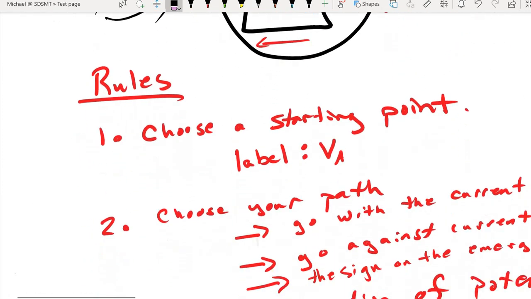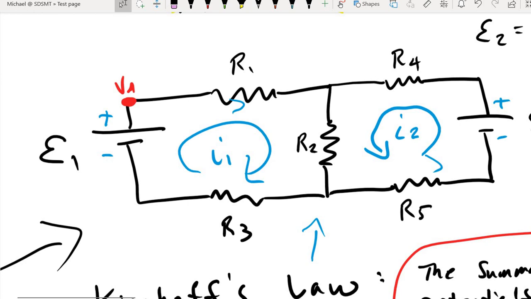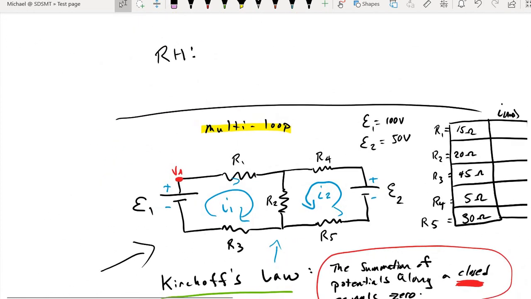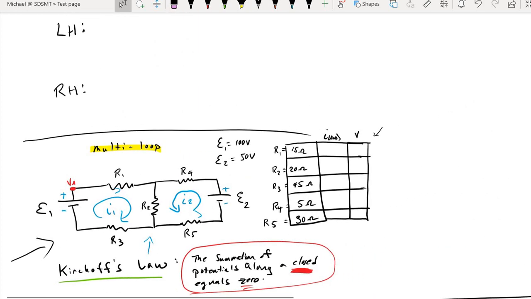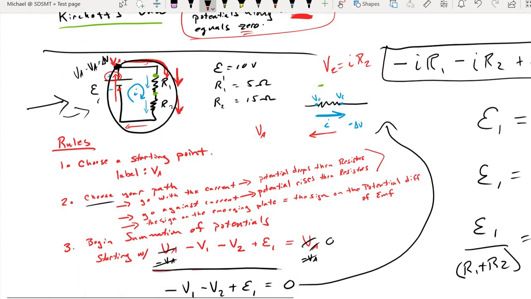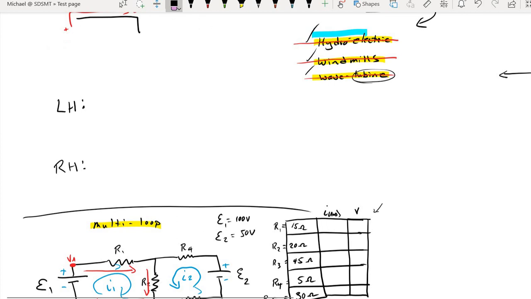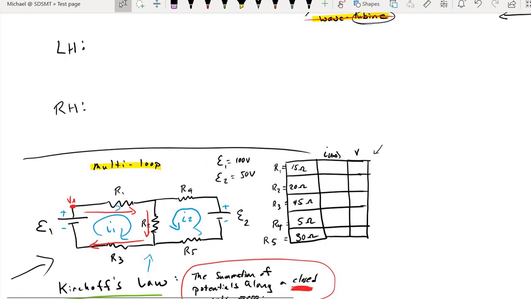Step 2 of our rules is choose your path. Do I want to go with the current or against the current? And again, I am a creature of habit. I'm going to go with the current, so I'm going to travel in a clockwise fashion through that left-hand loop. And that means every time I pass through a resistor, I'm going with current 1. It does depend on which way you're traveling, if you're going with or against your current. If I'm going with the current, then every time I pass through a resistor, I see a drop in potential. Now we're ready to go.